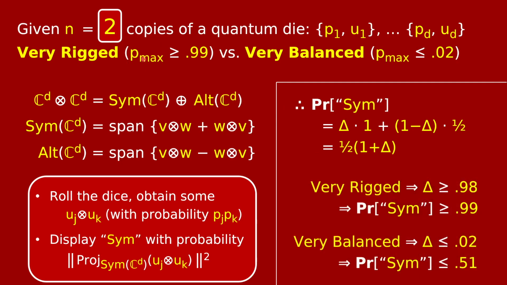Okay, now let's consider our two cases, either very rigged or very balanced. We saw that in the very rigged case, where there's some uj with probability at least 99%, delta is at least 0.98. Plugging that into this formula shows that sim will show in the readout with probability at least a half times 1.98, which is 99%. On the other hand, if you've got the very balanced quantum state where P max is at most 0.02, and therefore, as we saw, delta is at most 0.02, you plug that into this formula, you get a half times 1 plus 0.02, which is 51%. So this is a little bit different, but still good.